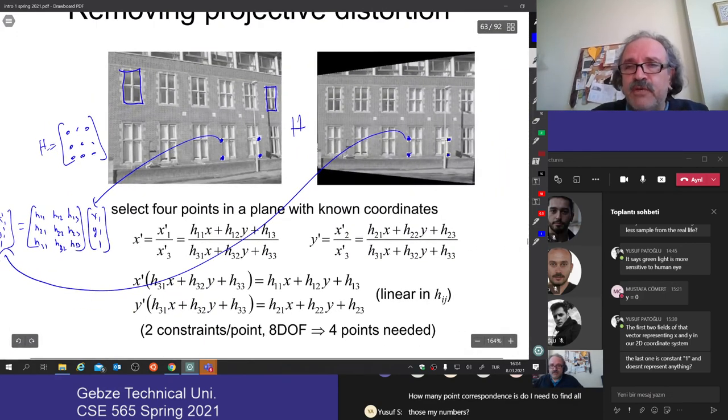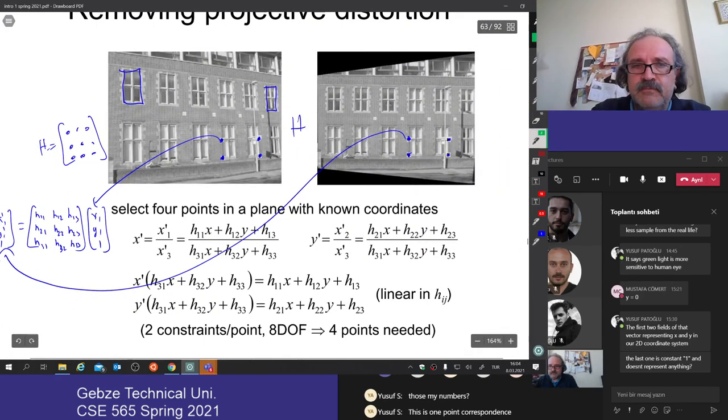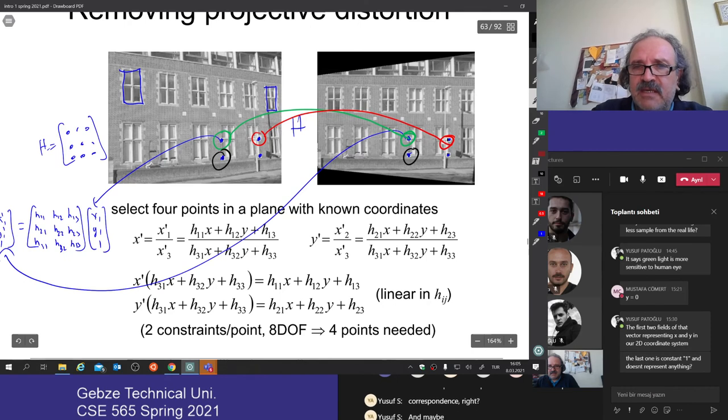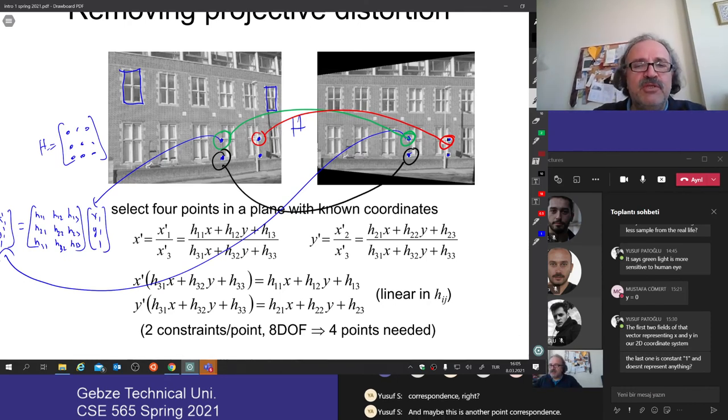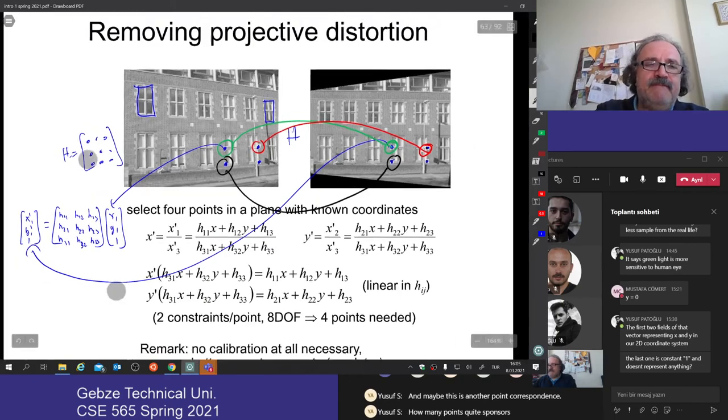This is one point correspondence. This is another point correspondence, right? And maybe this is another point correspondence. How many point correspondences do I need?